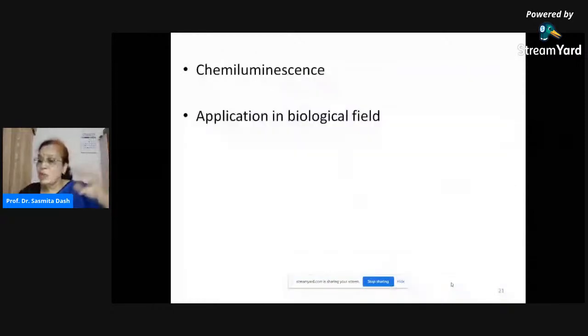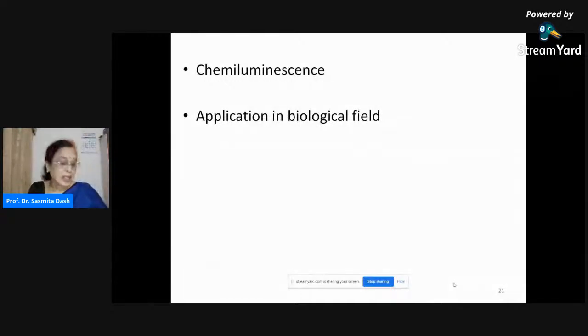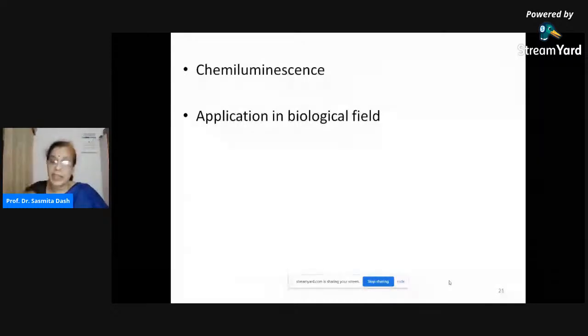Next, chemiluminescence. This is used in the biological field. Chemiluminescence is applied in forensic labs by scientists to solve crimes. Here they use luminol and hydrogen peroxide. The iron which is present in the blood acts as a catalyst and reacts with the luminol and hydrogen peroxide to produce blue light for about 30 seconds. Thus, it helps forensic lab scientists in the investigation.